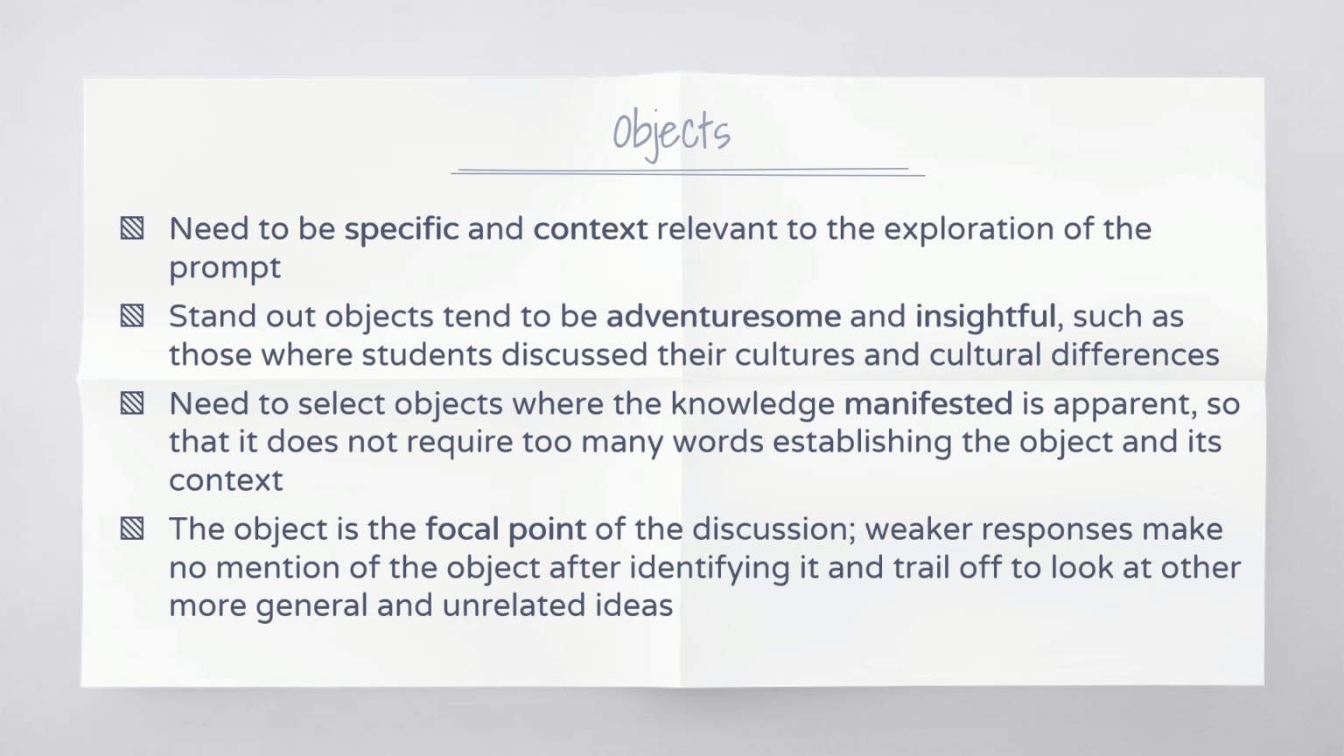And remember that the object is the focal point of the discussion. So weaker responses, the IB states, made no mention of the object after identifying it and looked at more general unrelated ideas. The object is the framework from which you're going to explore the prompt. So it needs to be linked back to and tracked throughout your discussion.